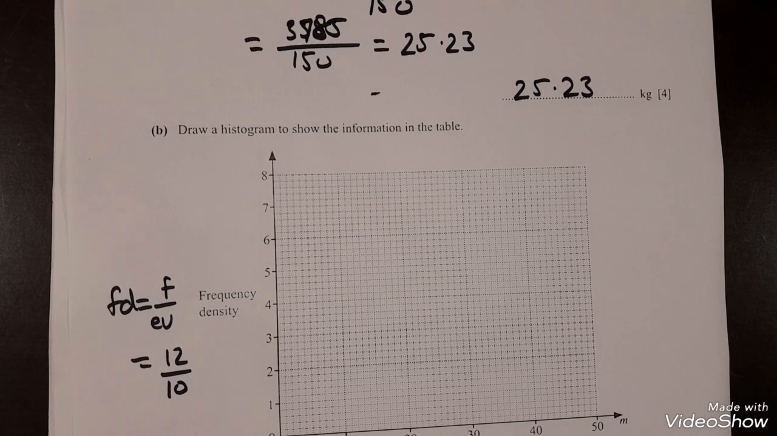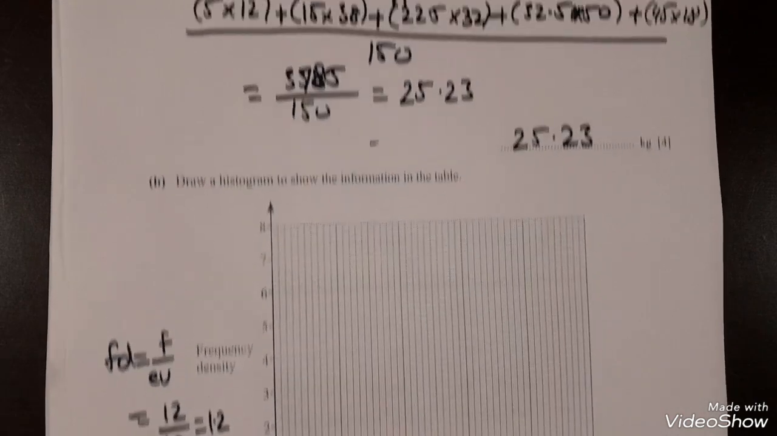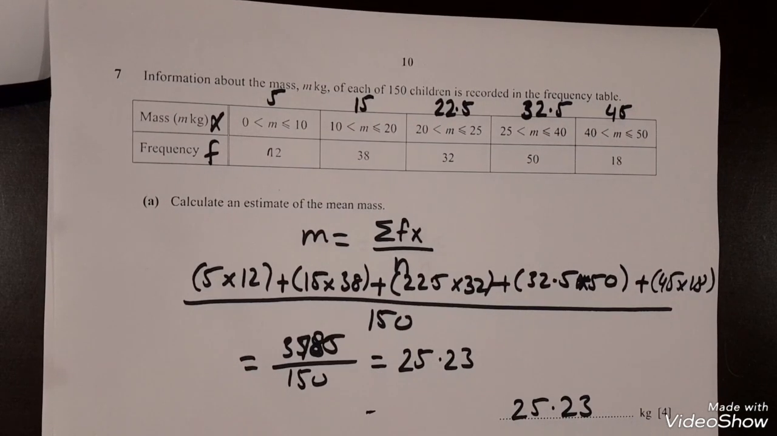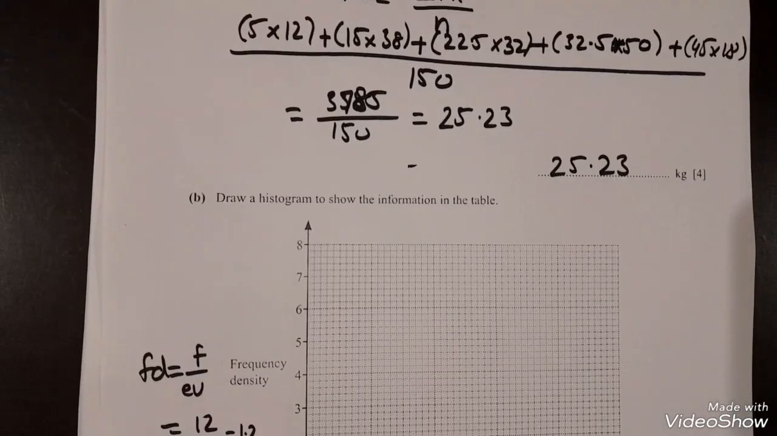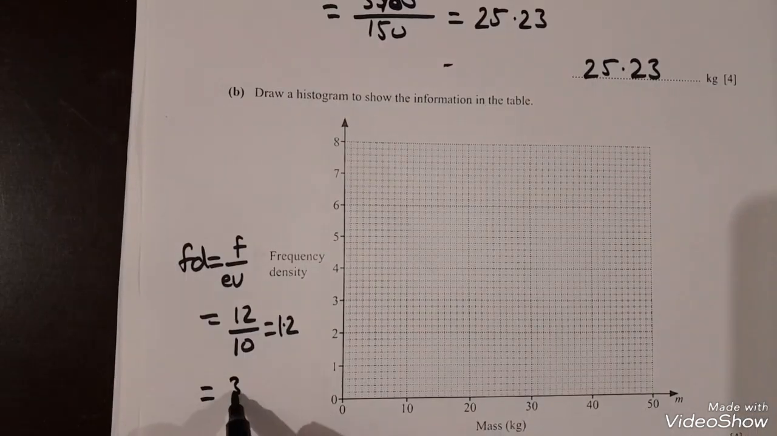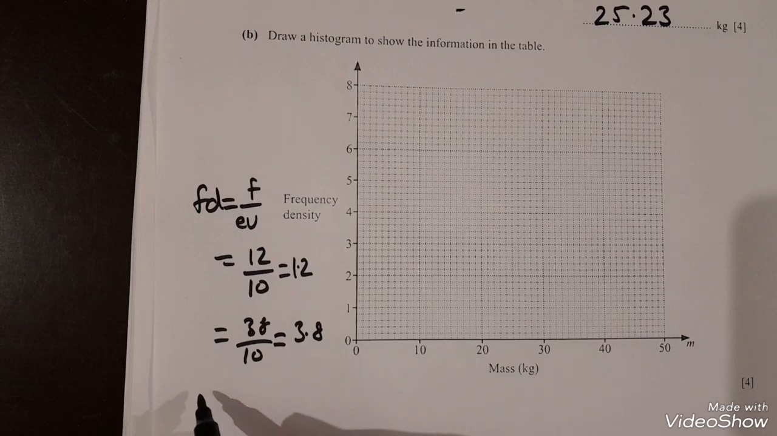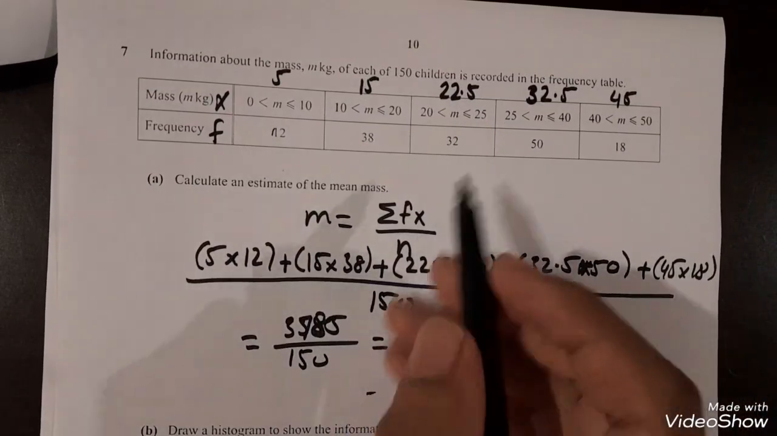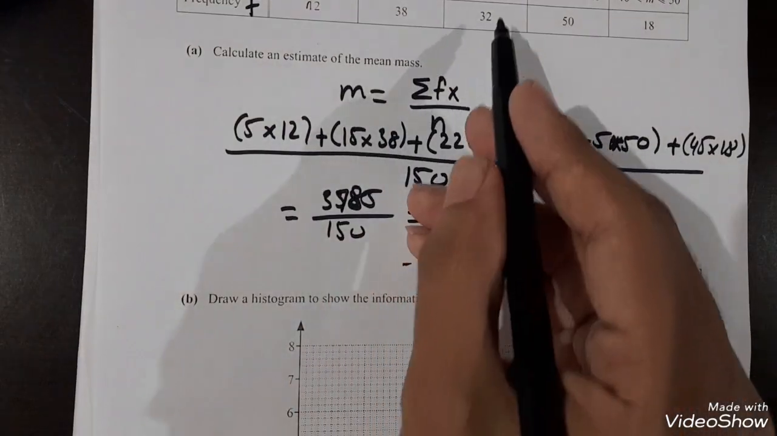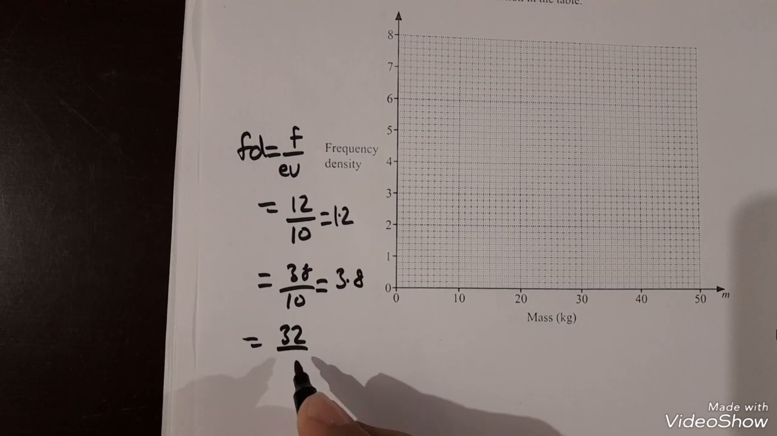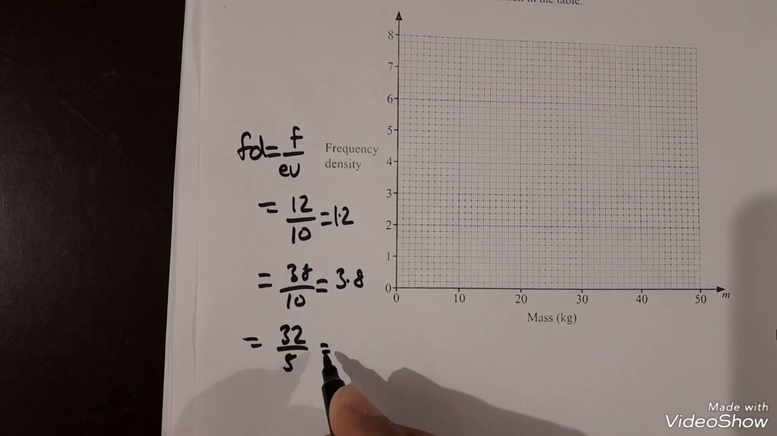1.2. Then for the next, which is 10 and 20, the difference will be 10, so 38 divided by 10, which is 3.8. Then for the third, it is 20 and 25, and the value is 32, so 32 divided by 25 minus 20, which is 5.